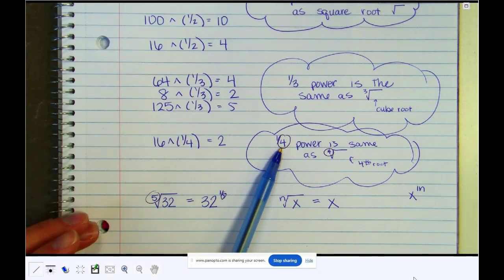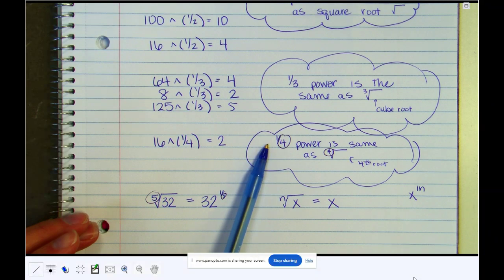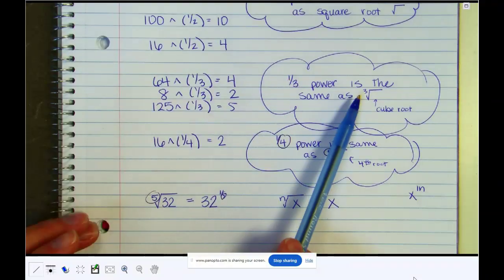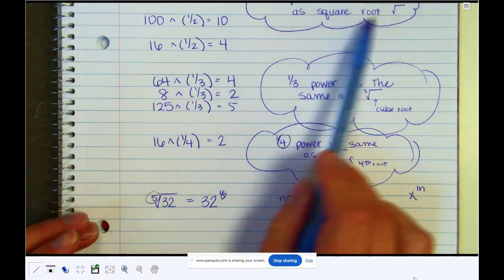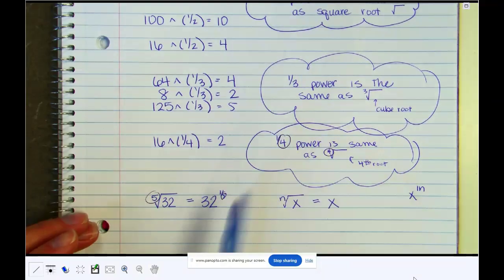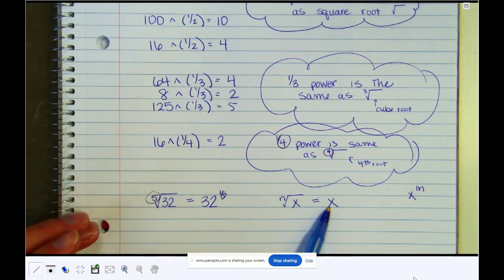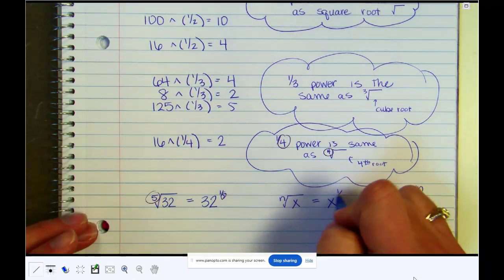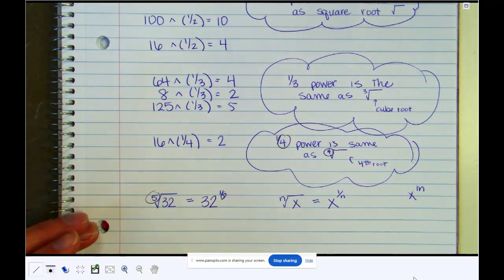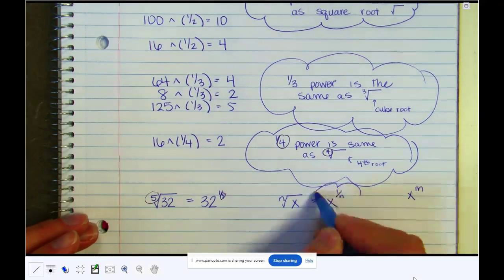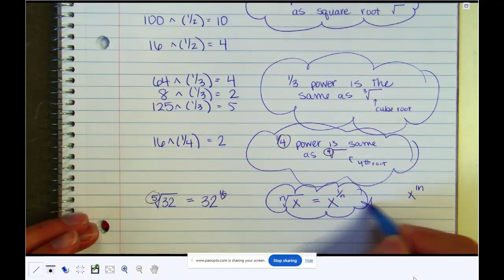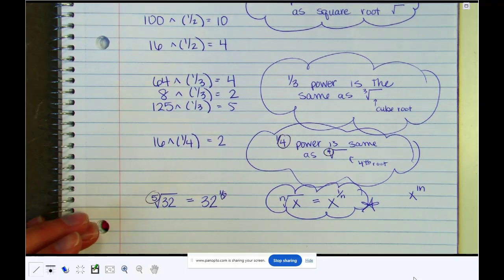Where is the 4 here? It's on the bottom, right? This is a 3 and it's a cube root and it's on the bottom. This is a square root, and the 2 is on the bottom. This is the 5th root, and the 5 is on the bottom. So this is going to be x to the what? 1 over n. There you go. 1 over n. So the nth root of x is x to the 1 over n.